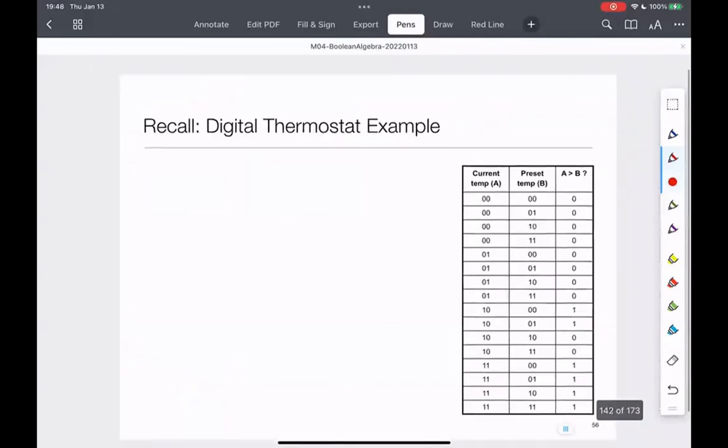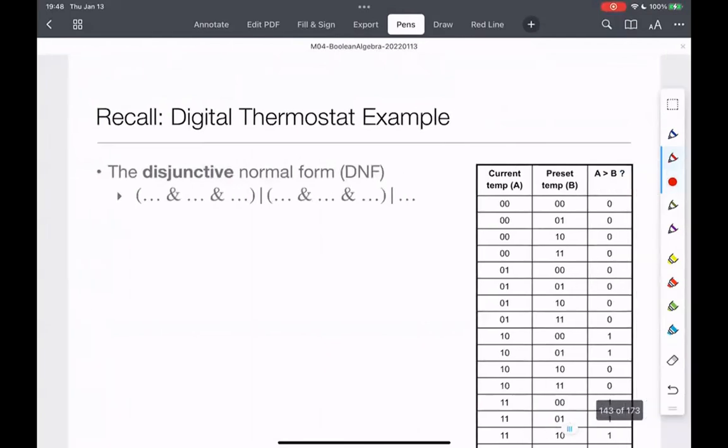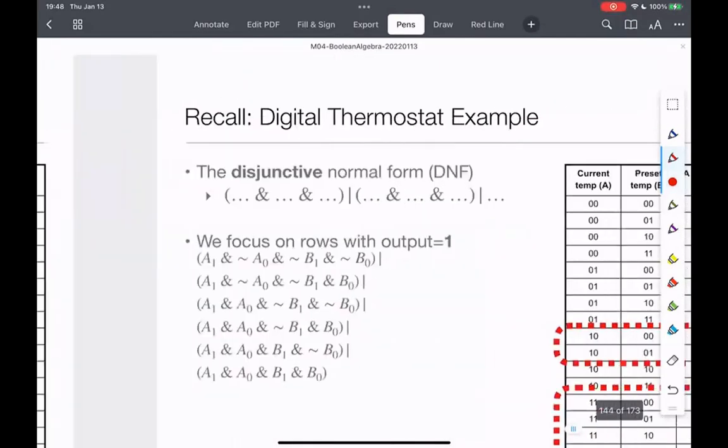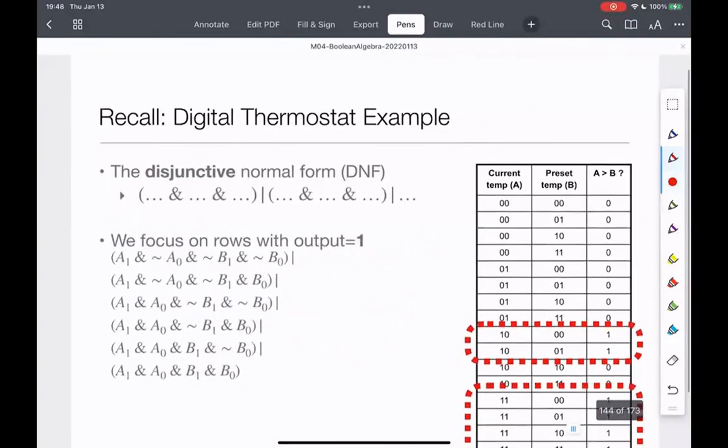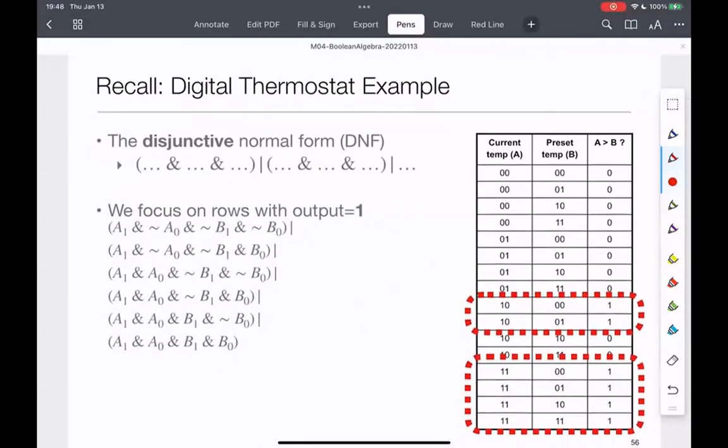Okay, so going back to the truth table. For the disjunctive normal form, we are going to focus on rows where things are 1. So we have these rows. There are 6 rows where it is 1. We write them down, and we are basically saying the output is 1 if we are in one of these rows. So either this row or this row or this row or this row or this row or this row.